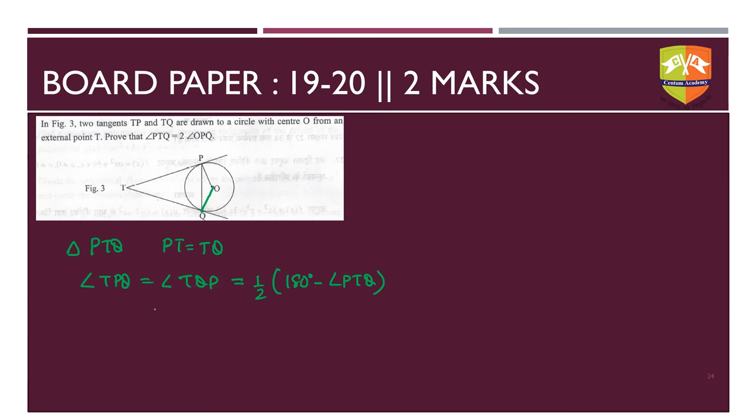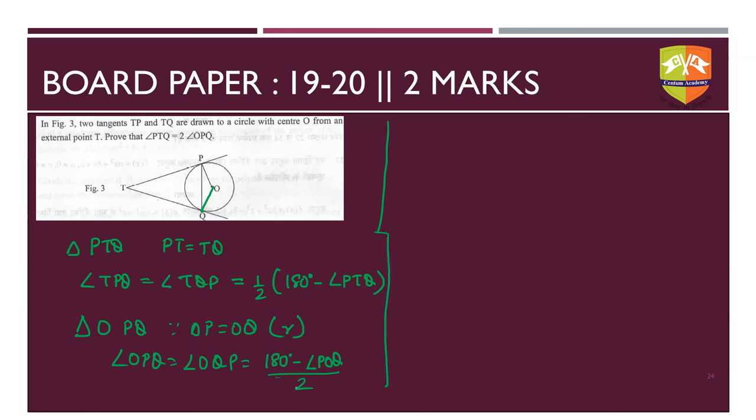Okay. Now come to triangle OPQ. Since OP is equal to OQ, they are radii, therefore angle OPQ is equal to angle OQP, is equal to 180 degrees minus angle POQ by 2. Okay. Yes or no? Bolo dosto. Right. So from here, there are 2-3 methods you can follow.